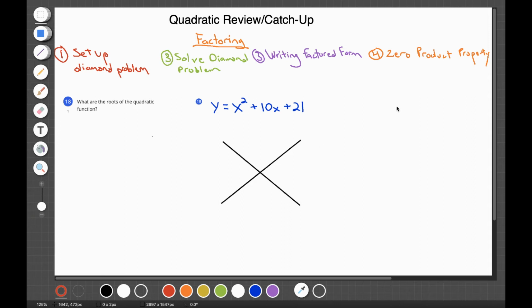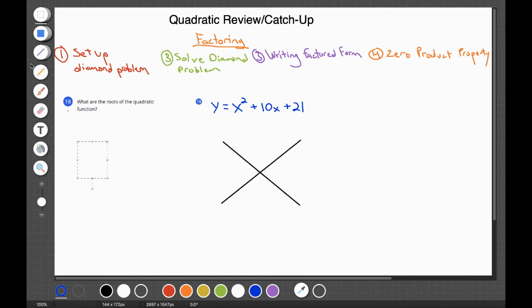All right, so we have worked in reverse through all the steps except for the very first one, which is how do we actually set up this diamond problem. So we're starting with our standard form quadratic. We know that we want to get to factored form. We go through these steps. Well, how do we actually get this diamond set up? It's one of those things that seems a little bit tricky until you do it a few times, and then you realize it's the exact same thing every time.